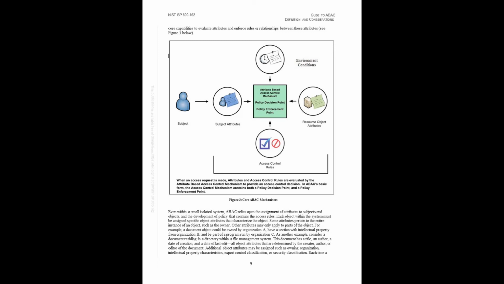As another example, consider a document residing in a directory within a file management system. This document has a title, an author, a date of creation, and a date of last edit, all object attributes that are determined by the creator, author, or editor of the document. Additional object attributes may be assigned, such as owning organization, intellectual property characteristics, export control classification, or security classification. Each time a new document is created or modified, these object attributes must be captured. These object attributes are often embedded within the document itself, but they may be captured in a separate table, incorporated by reference, or managed by a separate application.